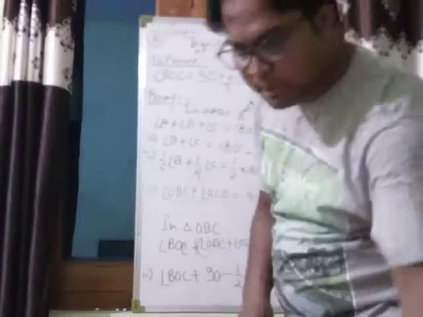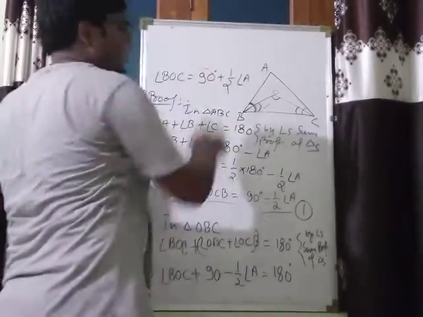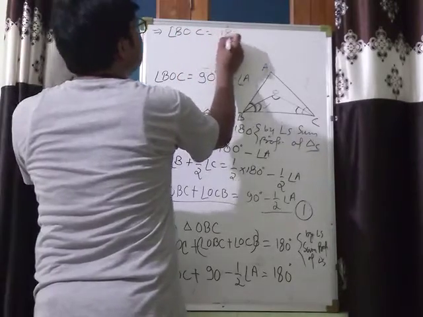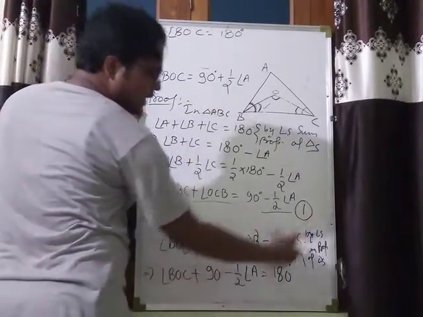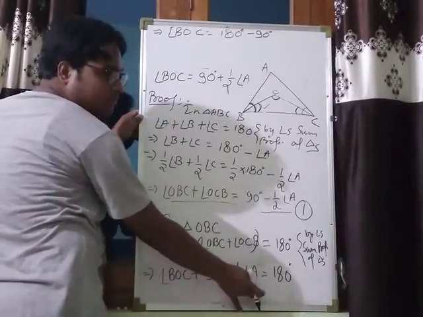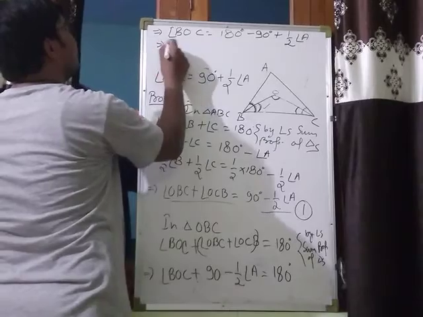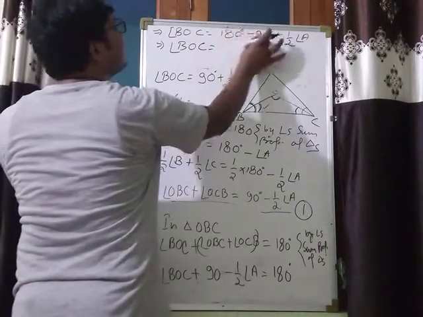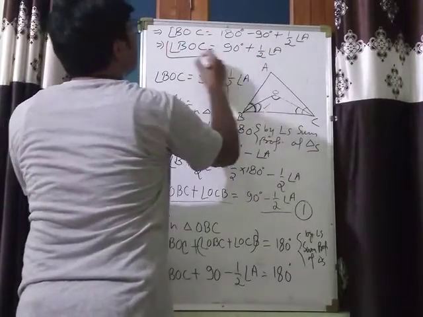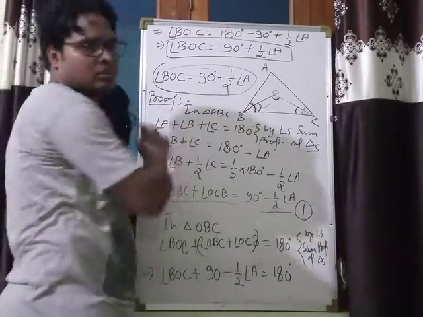So from here what will be BOC? Then angle BOC equal to, right side is 180 and transfer these two terms to right side, that is plus 90, so it will be minus 90, and this is minus half of angle A, that will be plus half of angle A. Clearly we have angle BOC 180 minus 90, that is 90 degree, and plus this is half of angle A. Okay. So angle BOC is 90 plus half of angle A, जो हमें प्रूव करना. Got it?